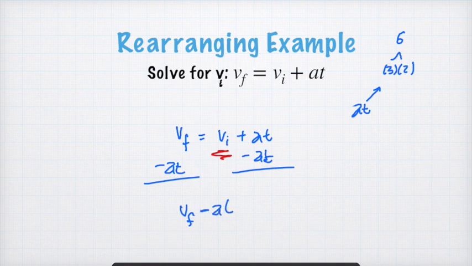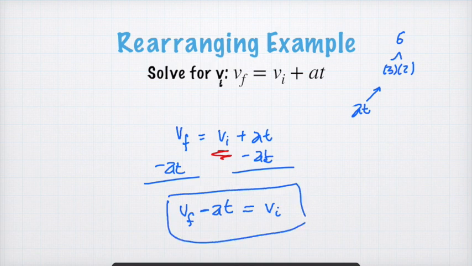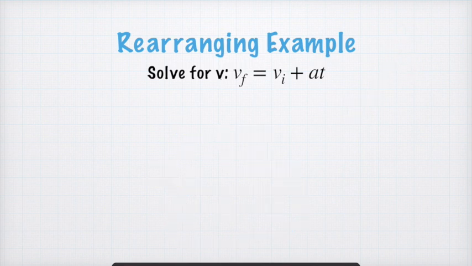So our final answer here is that our final speed minus our acceleration times our time is equal to our initial speed. So how fast we're speeding up times the amount of time that we're speeding up is going to be equal to our initial speed. And so we're happy with that because now we can just plug in any values that we need to, and get our initial speed without having to go through all the work.